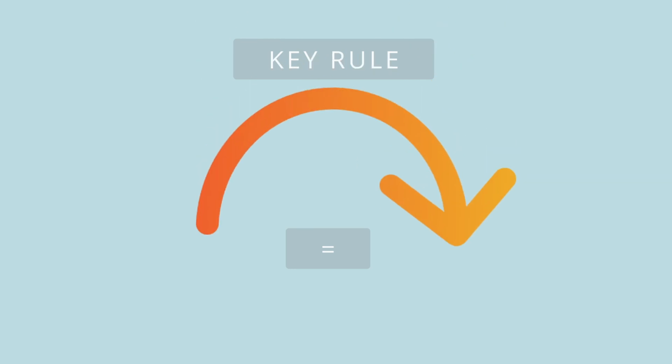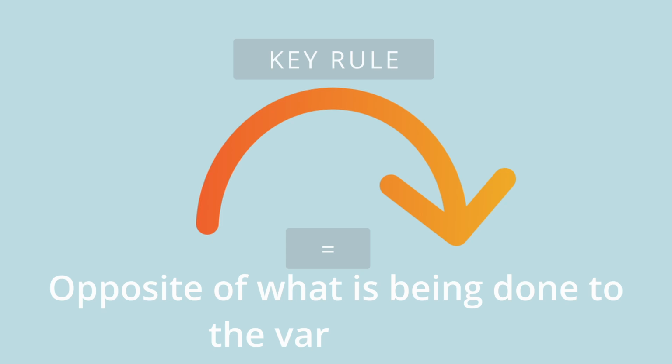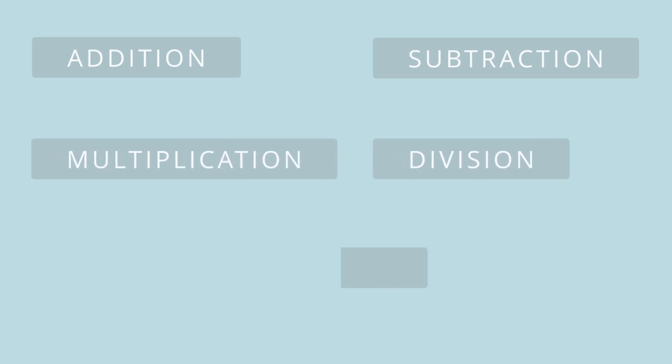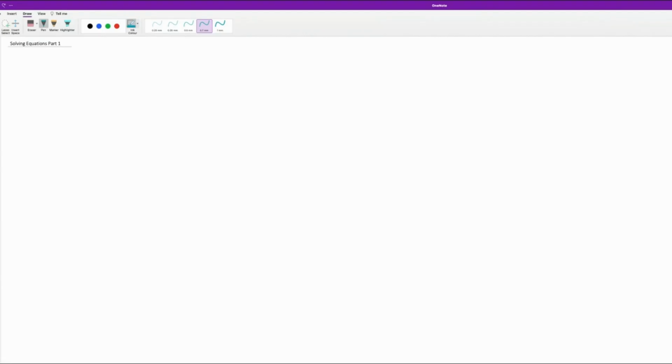Now, the key rule for this lesson to understand is that whenever you're moving something over the equal sign, you need to do the opposite of whatever it's doing to the variable. And today, we're going to apply this concept to addition, subtraction, multiplication, division, and square numbers. Let's start with questions that have addition in them.